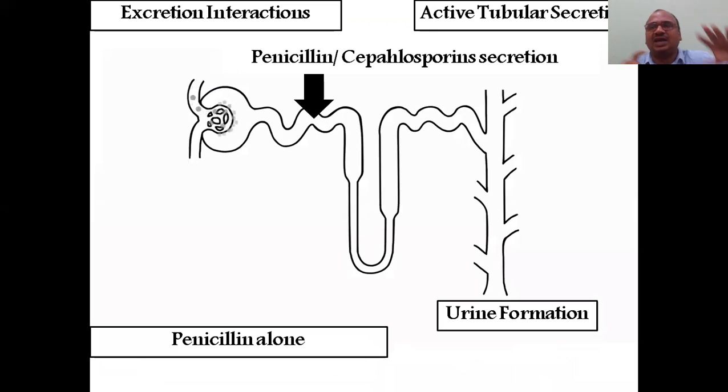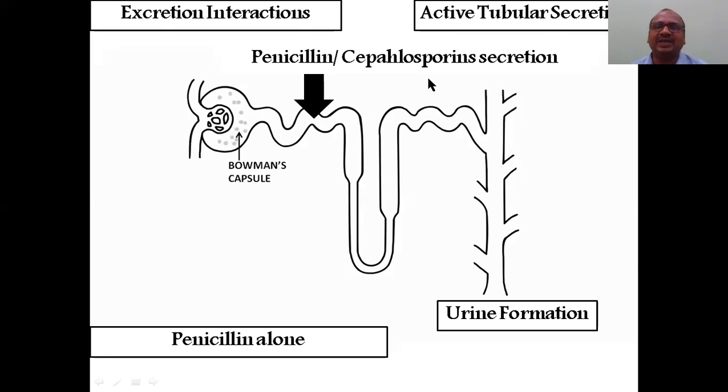Now excretion. See, absorption is over, distribution is over, metabolism is also over. Now you come to excretion. During excretion, we know very well there are three processes: glomerular filtration, active tubular secretion, and reabsorption. Three are there. Now we will see only active tubular secretion here.